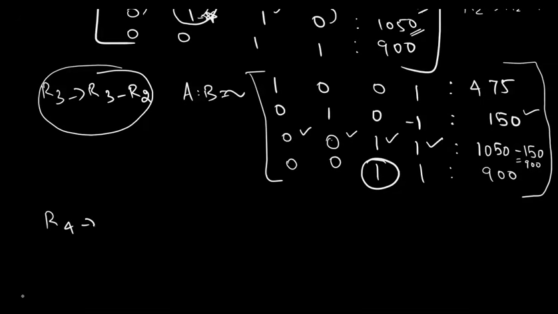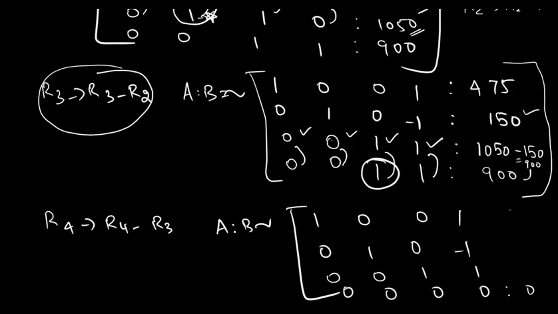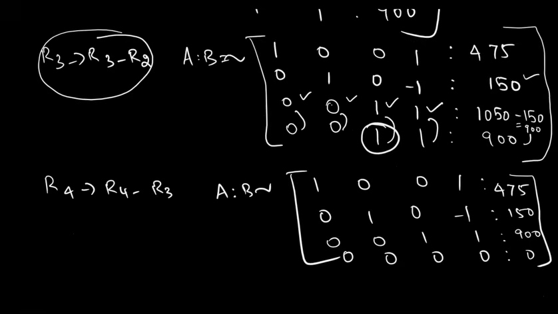If I write R4 goes to R4 minus R3, the last two rows of your augmented matrix will become exactly the same, and if you subtract, the last row will become 0, because 0 minus 0 is 0, 0 minus 0 is 0, 1 minus 1 is 0, again 1 minus 1 is 0, 900 minus 900 is 0. If you notice, the last row became exactly 0, and our target was to make it an upper triangular matrix, and this is how we got it.